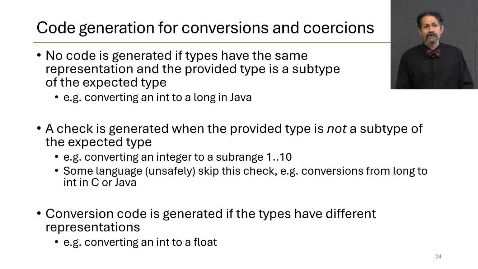Conversion code also has to be generated if the types have different representations. So in this case, converting an int to a float requires, again, an instruction that changes the form of the data.